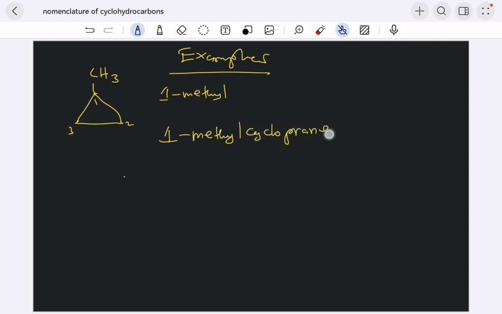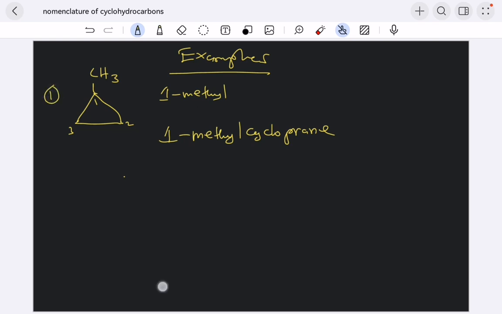So I can have this and then a CH3. What this basically means is that there is 1, 2, 3. So at position number 1, I have a methyl. So this can be called 1-methyl. Then what is the parent name? This is a cyclopropane.